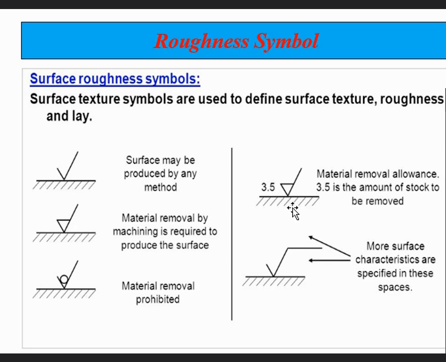What is this symbol talking about? This symbol is talking about your allowance being 3.5, while achieving the mentioned value of surface roughness, which was 4 in our last case. So let's say again we will assume 4 micrometer here. To arrive at 4 micrometer of surface roughness, I am supposed to remove material up to 3.5 mm, but again the machining method is not compulsory.